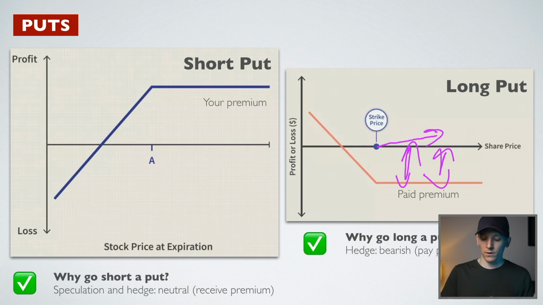Now, when you go short a put, you can speculate here, but you can also be hedging your positions as well. So when you go short a put, you're giving someone the option to sell you something in the future. So you receive the premium. This is what you receive, and this is the profit. If the price starts going up, as you can see here, you make your premium, but you don't have to sell. And so that's really good.